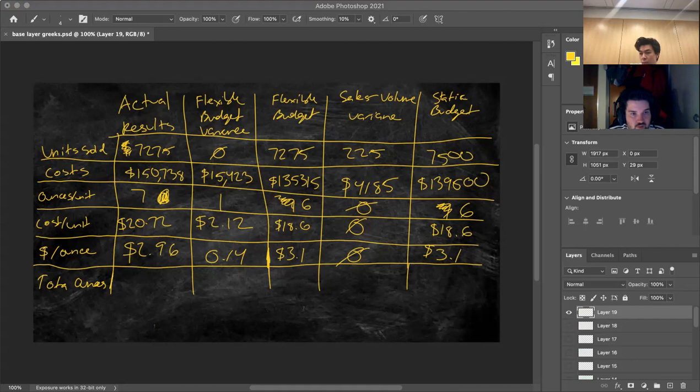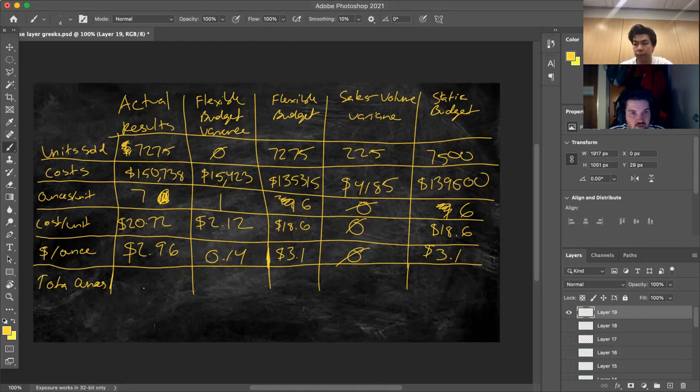For that one, would you do the ounces per unit times units sold? What do you do? Is it ounces per unit times units sold? Yeah, units, okay. So 7275 times 7. Yeah, 7275 times 7.